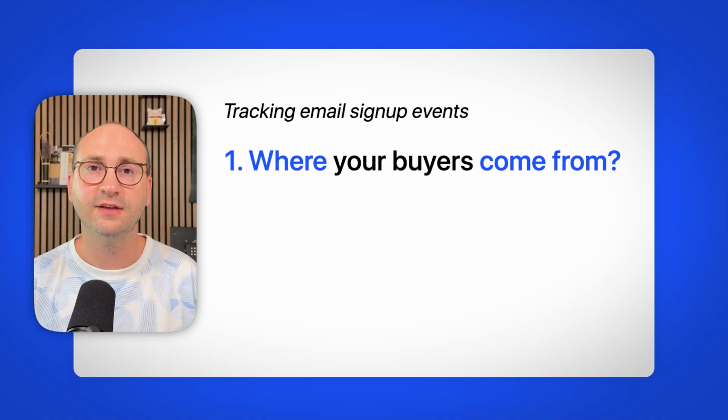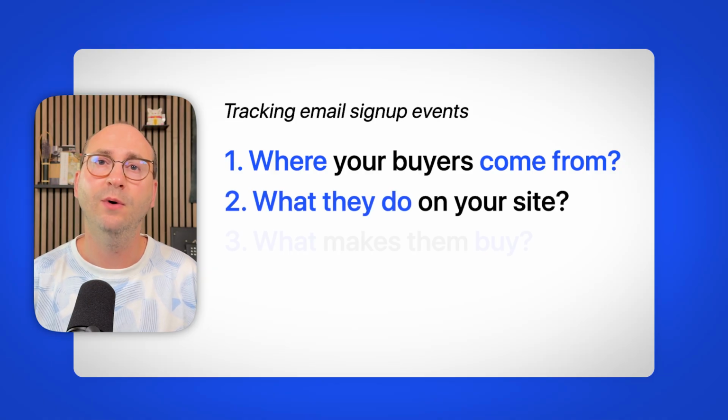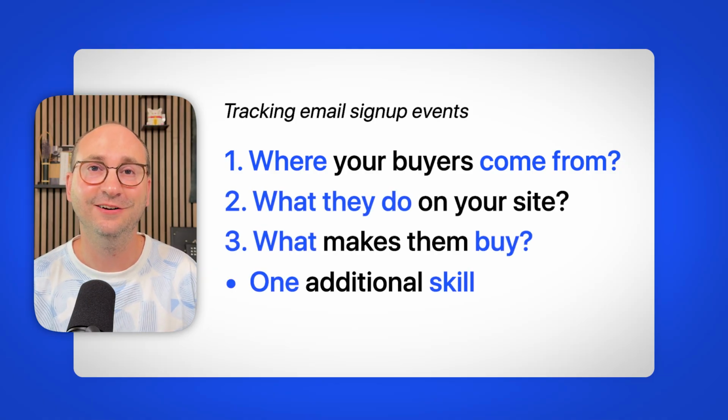So that's actually how I read a Google Analytics report for e-commerce. It was never a wall of numbers. It is 3 questions: where your buyers come from, what they do on your site, and what makes them buy, and one additional skill to tell the difference between business problems and broken tracking. Read it that way, and every number suddenly has a job. You can run this exact framework on your store this week.